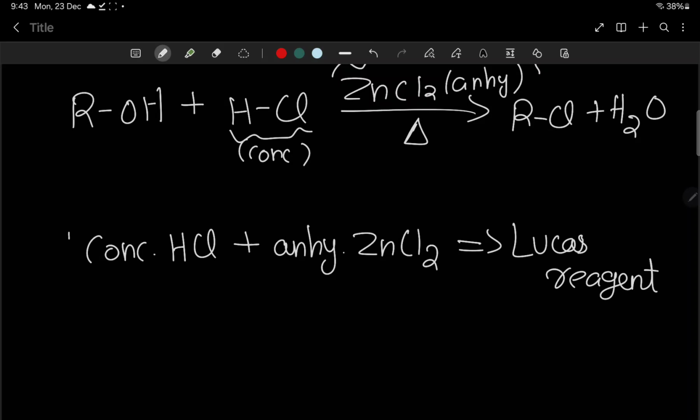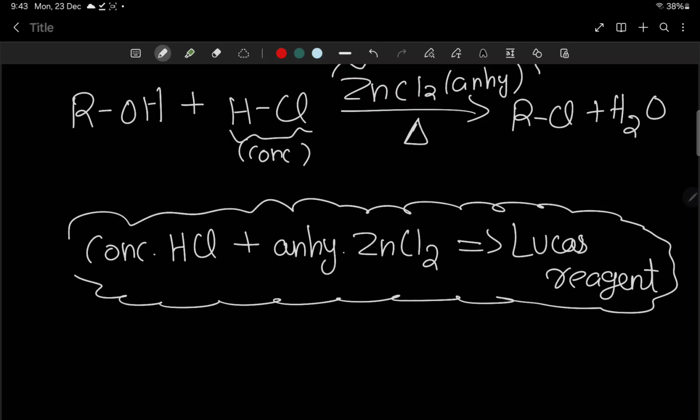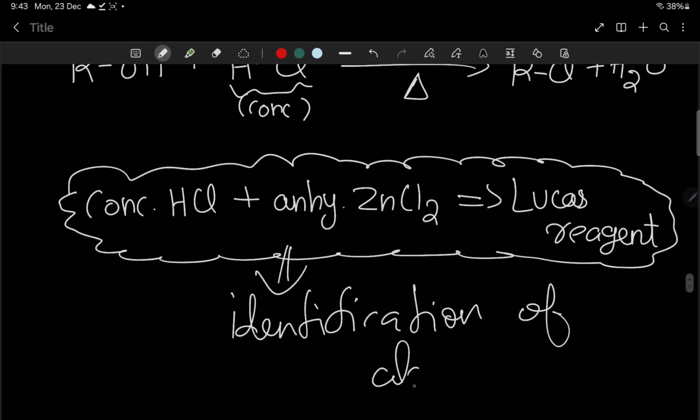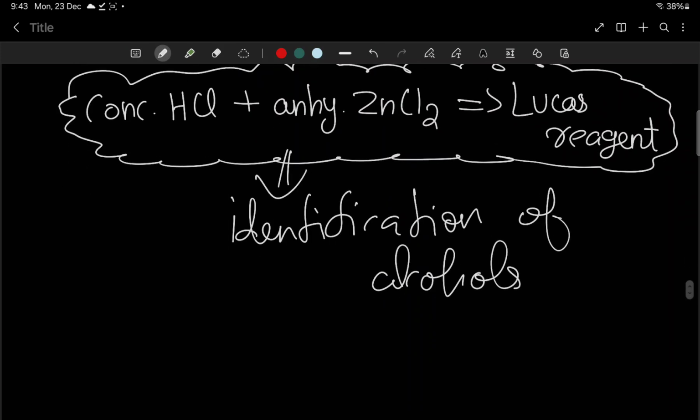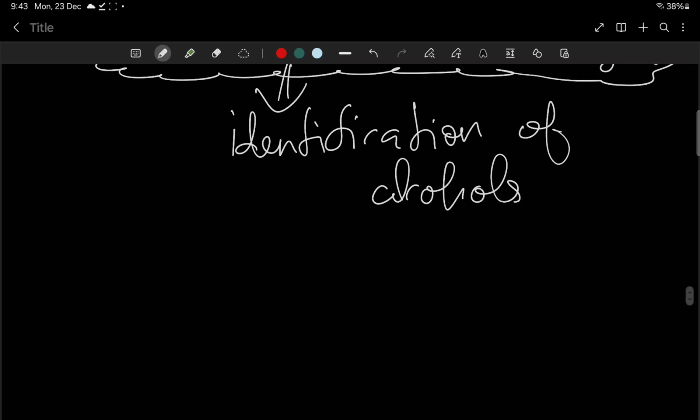Now we use this Lucas reagent for preparation of haloalkane, but mainly we use this Lucas reagent for what? Identification of alcohols. So to identify alcohol, we use this. Normally we use this to identify an alcohol. Okay, perfect. Now, how to identify alcohol using this Lucas reagent?